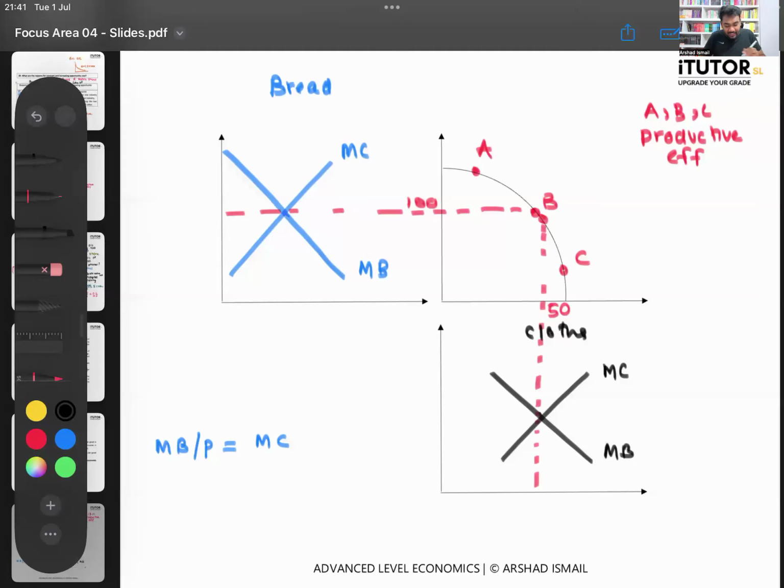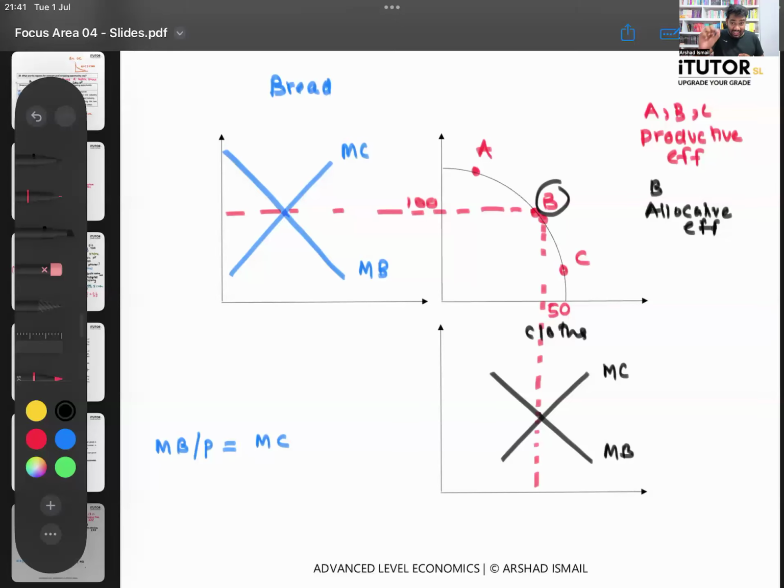So that combination, that point B, is your allocatively efficient point. So here only you will have allocative efficiency. You're producing what the society wants. You're producing the ideal level of bread and the ideal level of clothes, what the society wants.